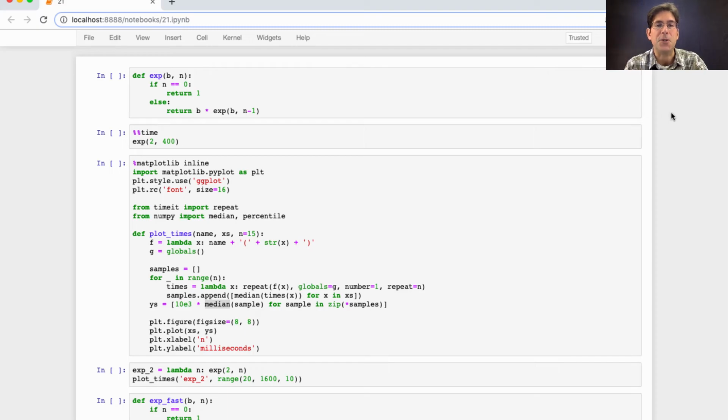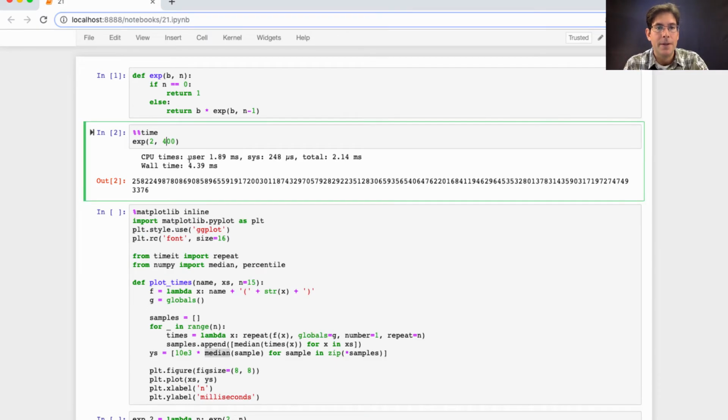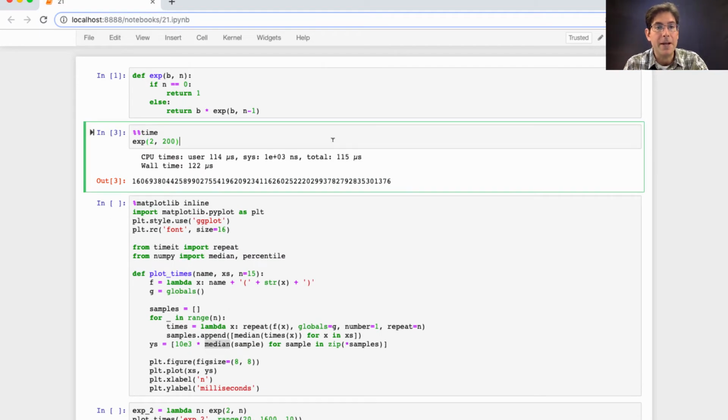This environment is called a Jupyter notebook. You can read about them online. It's a common way that people use in order to execute Python code when the output is a graph or a chart. So here's our definition of exp the slow way. And something that's built into this notebook environment is that we can time how long it takes to run something. So if I raise 2 to the 400th power, the time it took was 2 milliseconds. If I raised 2 to the 100th power, it only took me 100 microseconds.